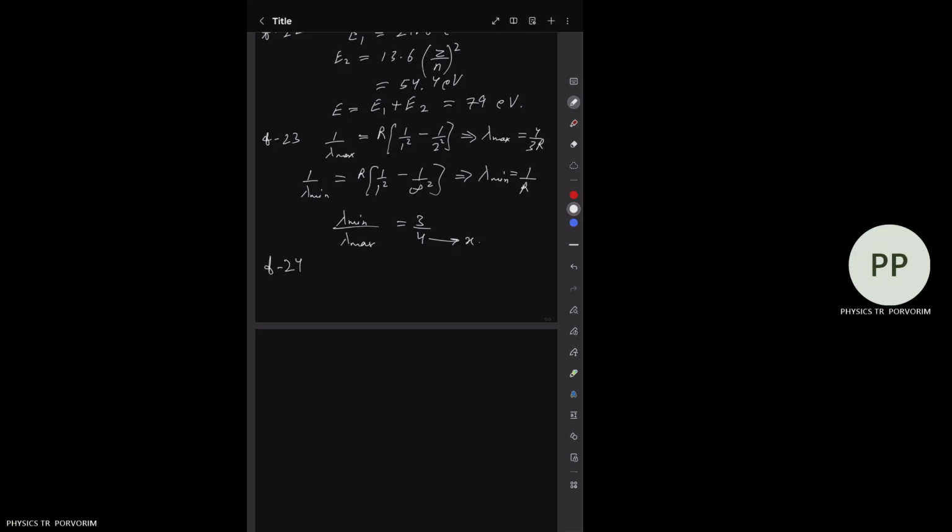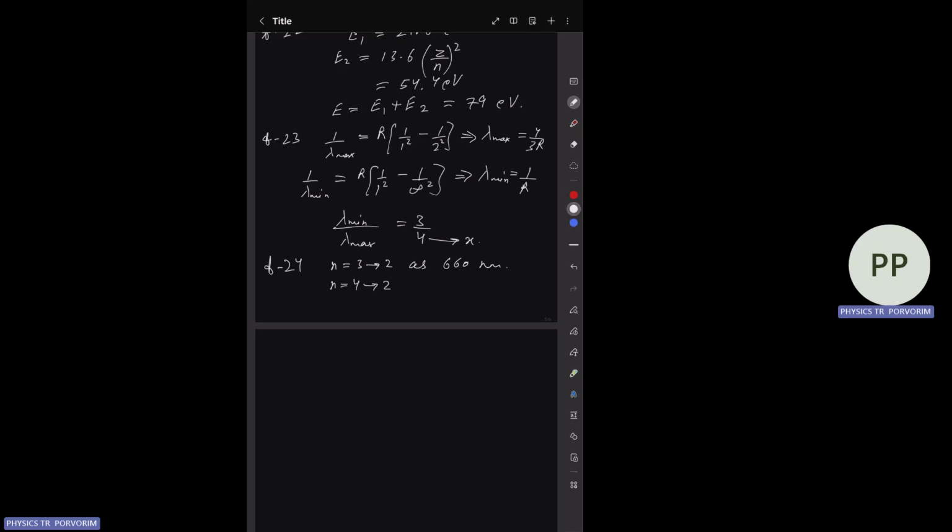24. Taking the wavelength of first Balmer line in hydrogen spectrum, n equal to 3 to 2, is 660 nanometer. Okay. And the wavelength of second Balmer line, from n equal to 4 to 2, that we have to find out.